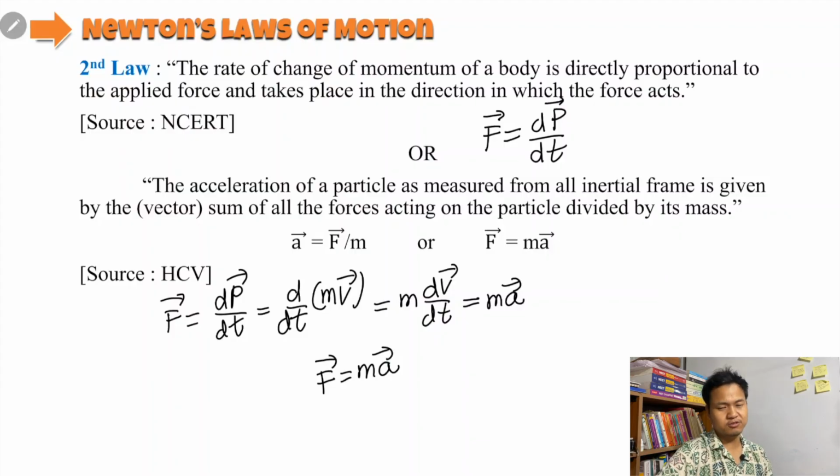So Newton's second law is not force equals to mass into acceleration. It is the rate of change of momentum. The rate of change of momentum is directly proportional to the applied force. So that is the NCERT definition of Newton's second law.